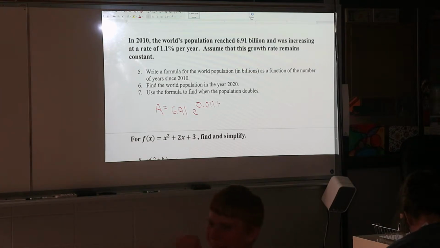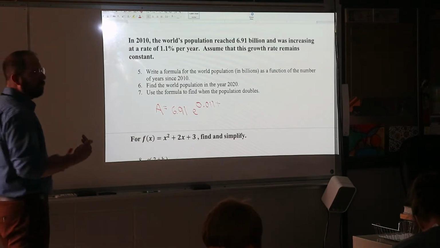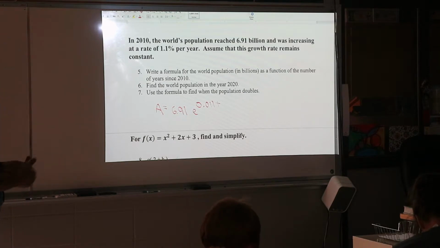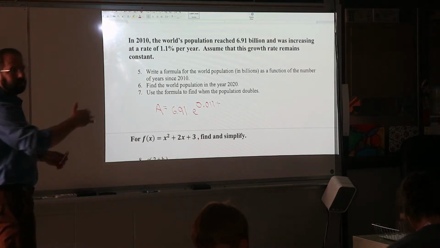Now that we know we're growing by 1.1%, if it was decaying by 1%, you'd just put a negative on that 0.011. So that's number 5, right? We already got our formula.